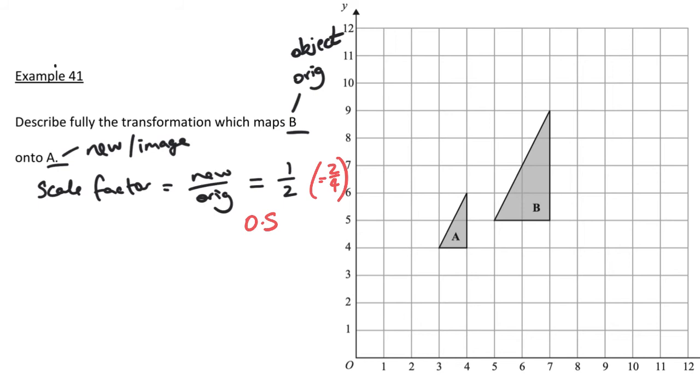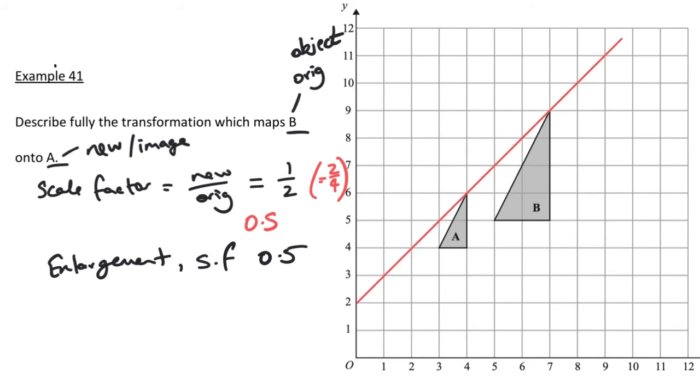So we've got an enlargement. We'll just write that down. So we've got an enlargement with a scale factor of 0.5, and then what we need to do is work out the centre, and to do that we'll draw our construction lines.